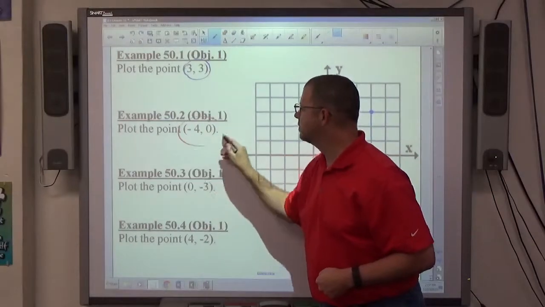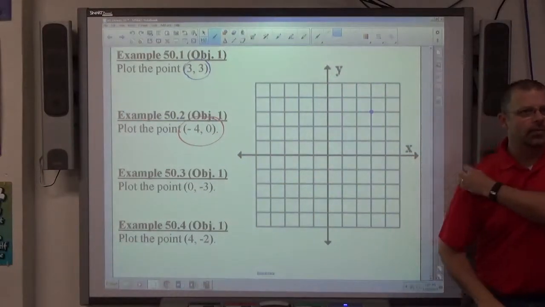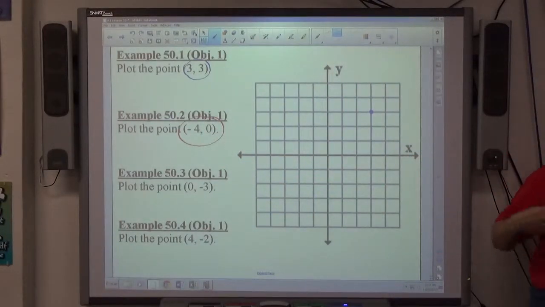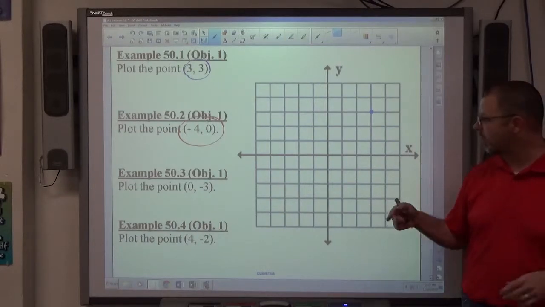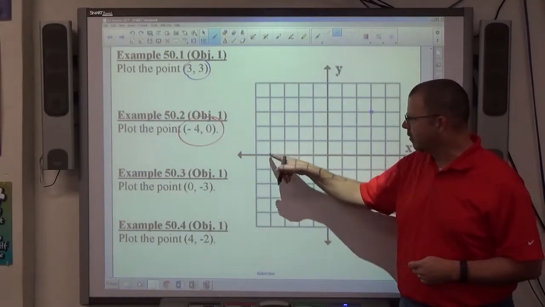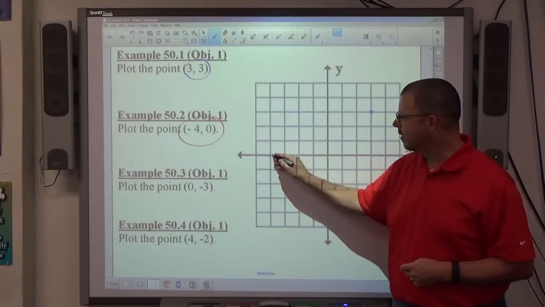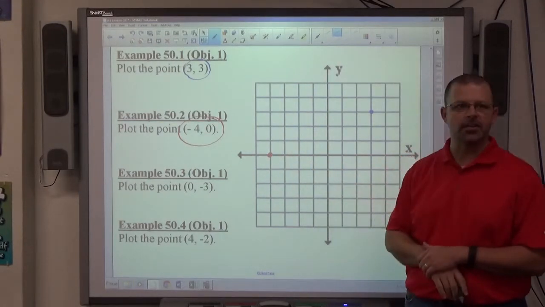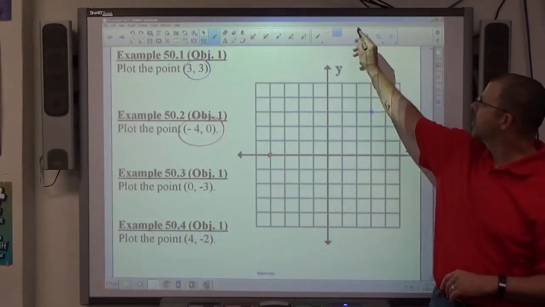Point 2. The ones with zeros are the ones that mess people up typically, so if you're getting these wrong, probably it's going to be a 0 one. Put my finger on the origin, -4 for the first number, 1, 2, 3, 4 left, 0 up or down. Second number 0, so I end up on the x-axis, at -4, 0.